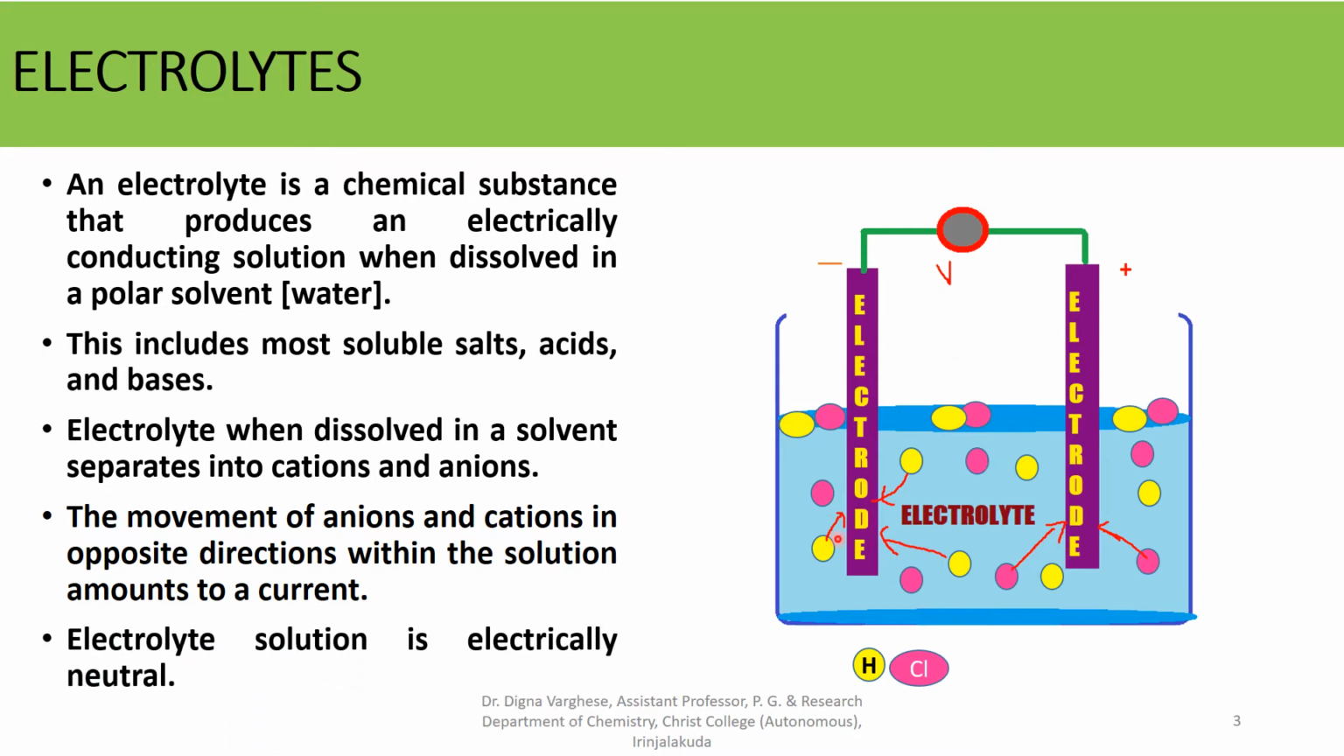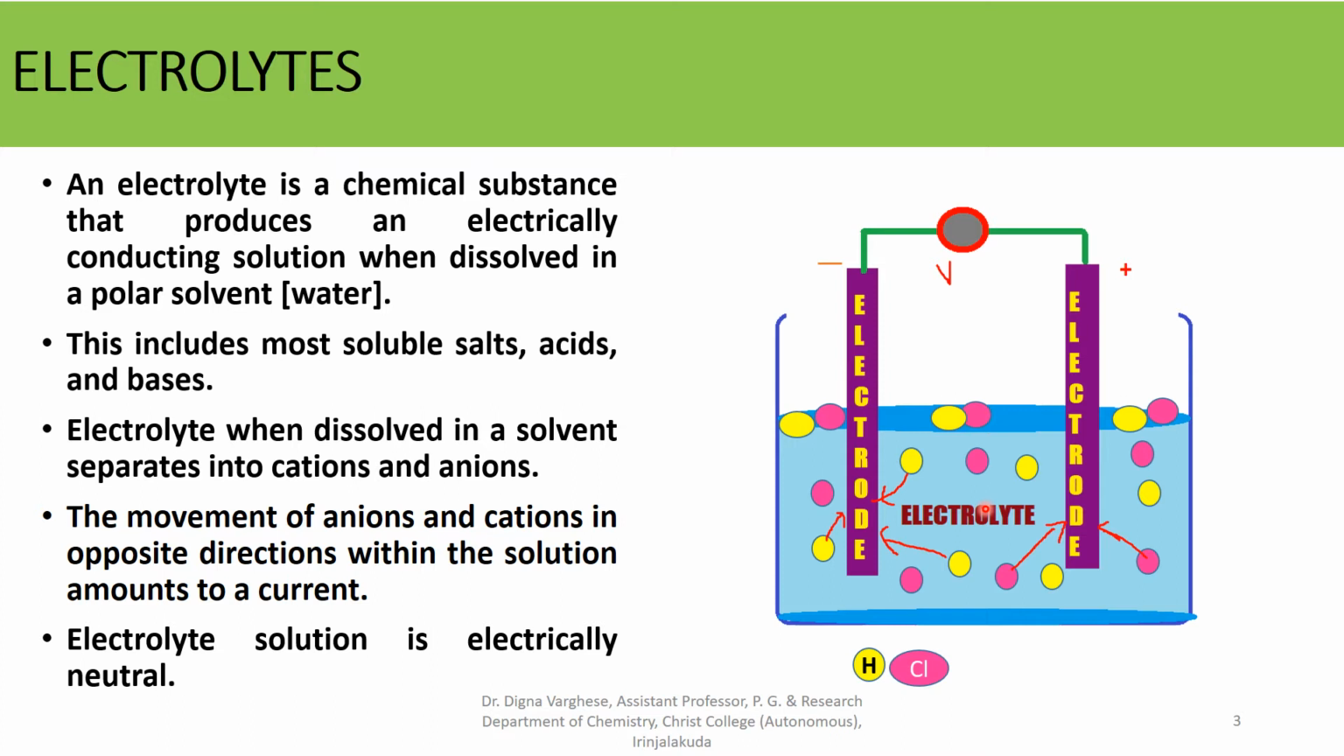Electrolyte solution is electrically neutral. We know the HCl molecules break into H plus and Cl minus. An equal number of cations and anions will be produced, so the electrolyte solution is electrically neutral.